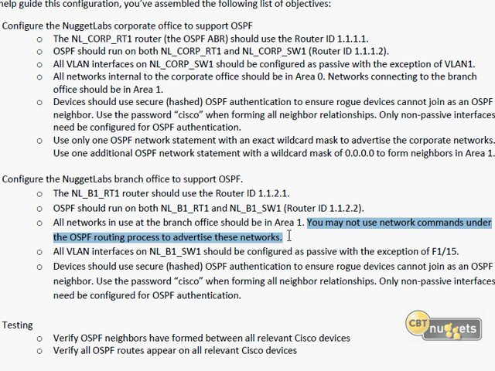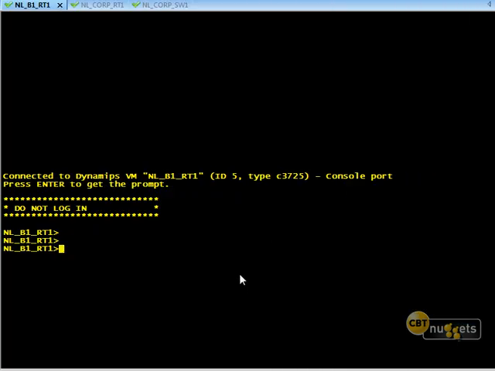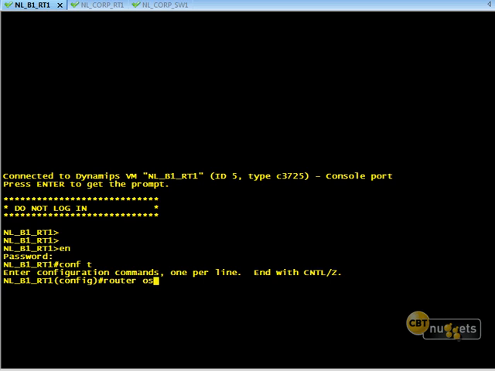You say? That's going to be what I would call the new improved way of advertising OSPF networks. If you haven't seen this, you're going to love it. And it says all VLAN interfaces on switch 1 should be configured as passive with the exception of FastEthernet 1/15, and we'll see what that looks like in a second. Devices should use authentication, same thing as before, right? All right. So let's go into router 1. And let's do router OSPF 1, router ID 1.1.2.1, which is what it said it should be set to.